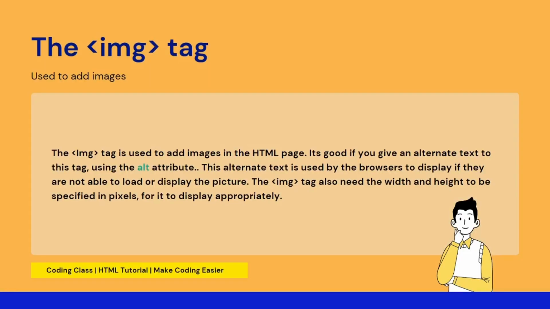The image tag. The image tag is used to add images to an HTML page. It's good if you have an alternate text. You give an alternate text under the attribute alt, so alt is equal to double quotes and then your alternate text. This text will be used by the browsers to display if they're not able to load the image properly or there's some network issue. The image tag also needs the width and height to be specified in pixels for it to display properly. It also needs the src attribute.